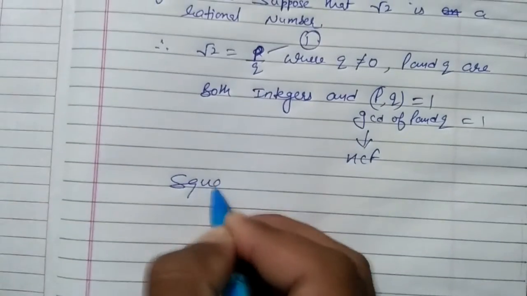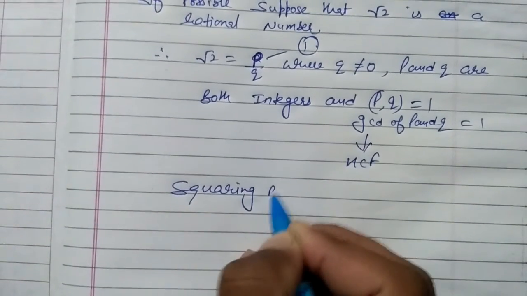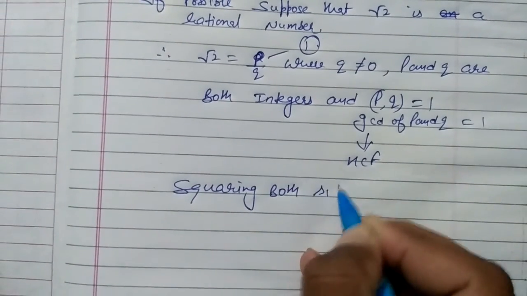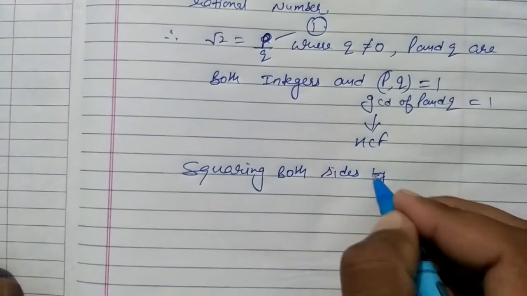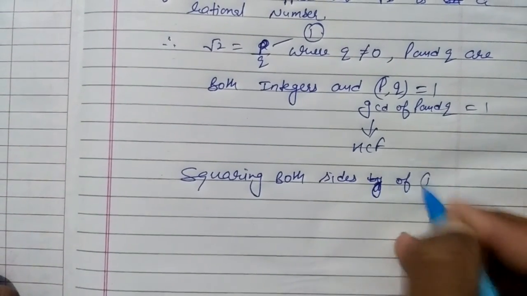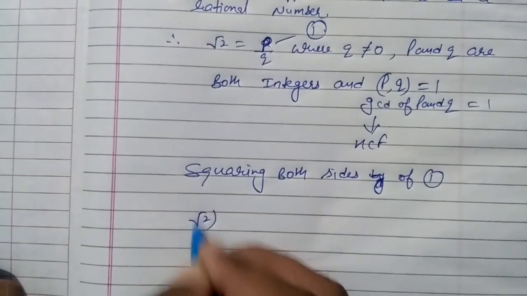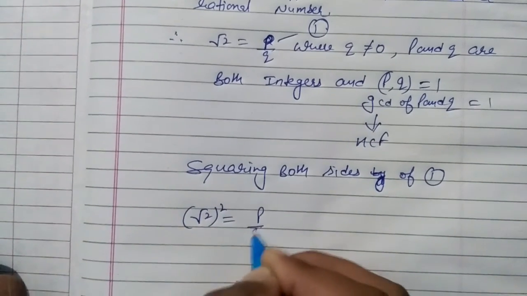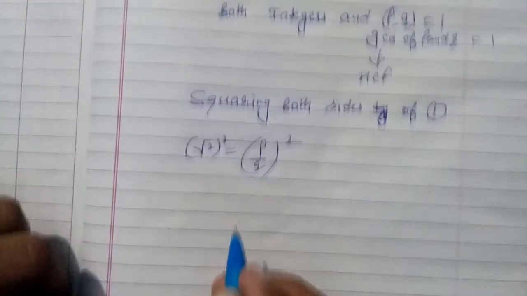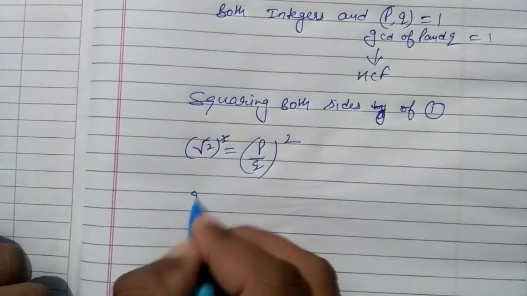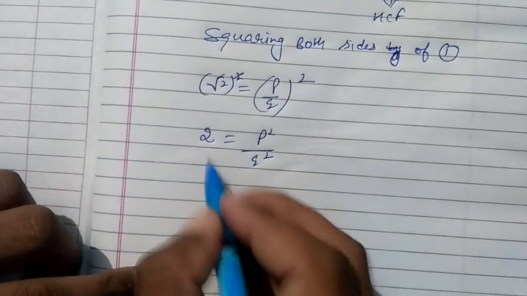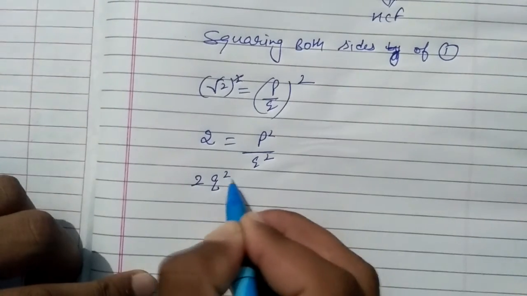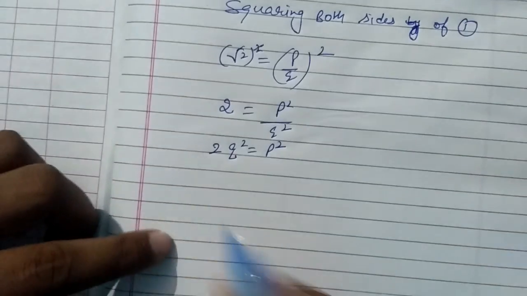Squaring both sides of 1. Root 2 square is equal to p upon q whole square. Root 2 square, cancel it out. 2 is equal to p square upon q square. Now 2q square is equal to p square.